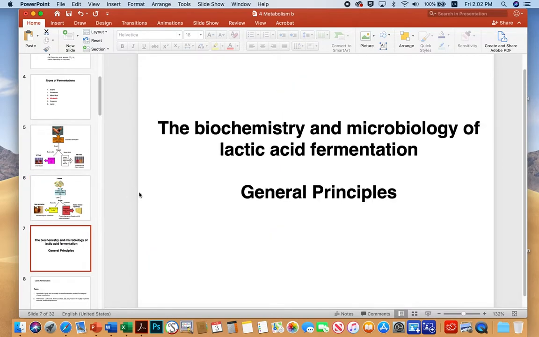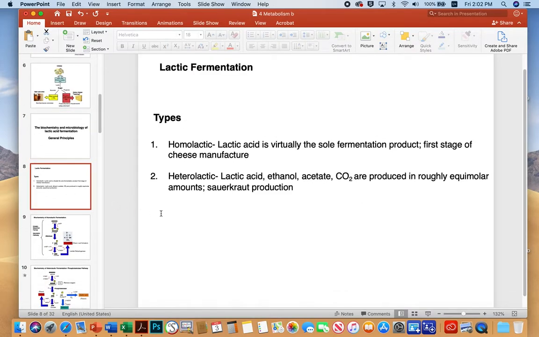This is just a little bit about the biochemistry and microbiology of lactic acid fermentation, some of the general principles. The types of lactic fermentation include homolactic, where lactic acid is virtually the sole fermentation product. We typically use homolactic fermenters in the first stage of cheese manufacture. So when I'm making cheddar, for example, I'll use a Lactococcus species that is a homofermenter.